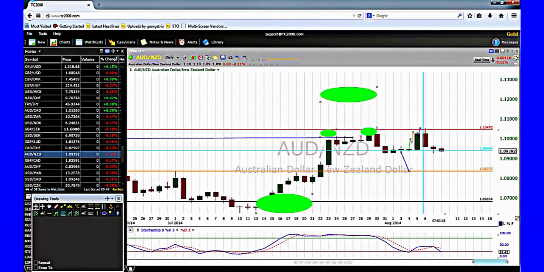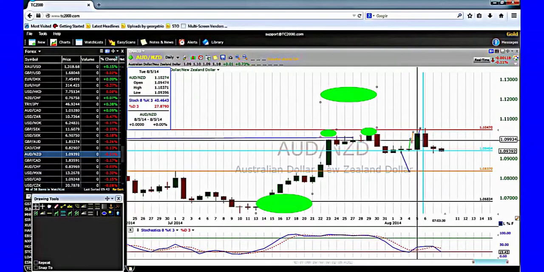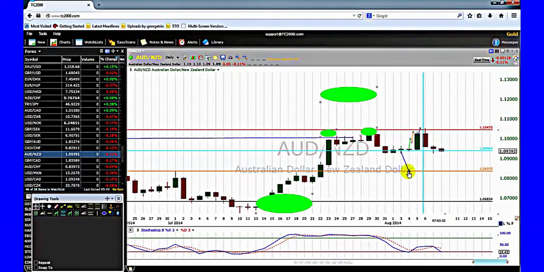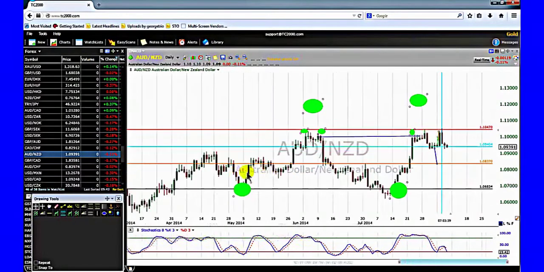This was on Tuesday. So instead of pushing it straight away to the orange line, they bring it down and bring it up here. But this does not invalidate the fractal pattern.